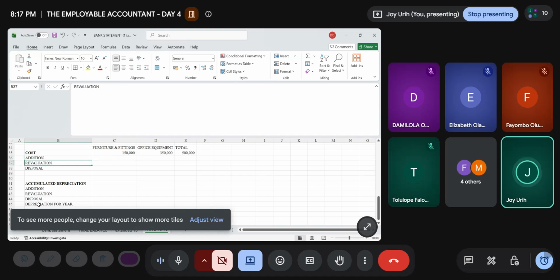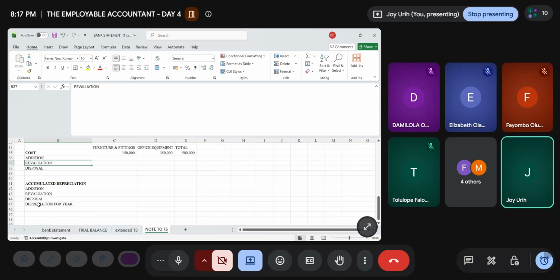Then if the value is revalued, remember, according to IAS 16, an organization is meant to revalue its assets annually and also test for impairment annually. So if there's any revaluation surplus or whatever, it will come under revaluation, depending on the class of asset.